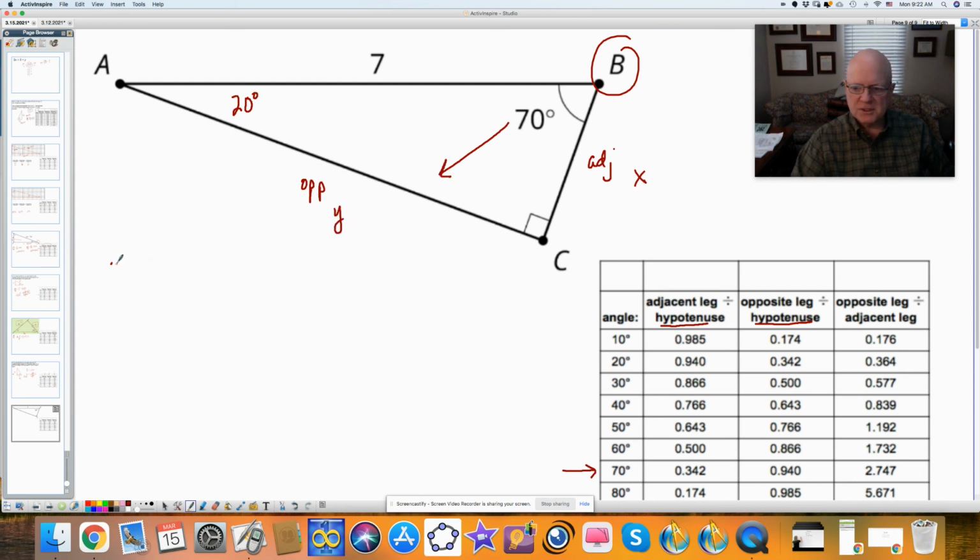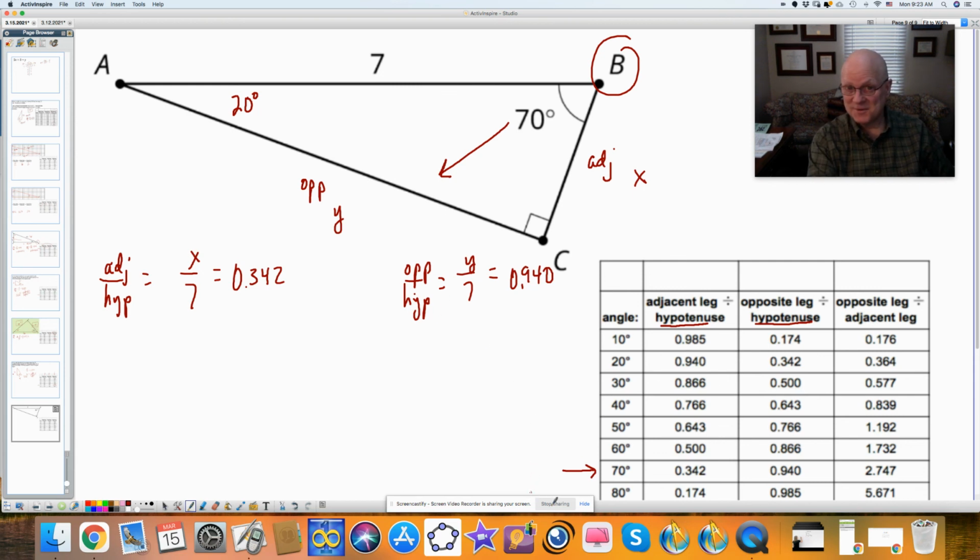So my adjacent to the hypotenuse is X over 7, and for this line, that's equal to 0.342. The opposite to the hypotenuse would be Y over 7, which is equal to 0.940. And you can multiply both of them by 7 to get the X and the Y. And that's all we're doing, using the tables to find angles and to find sides.